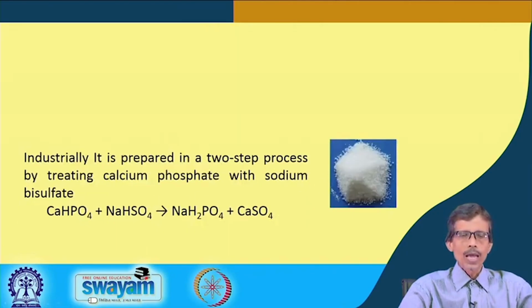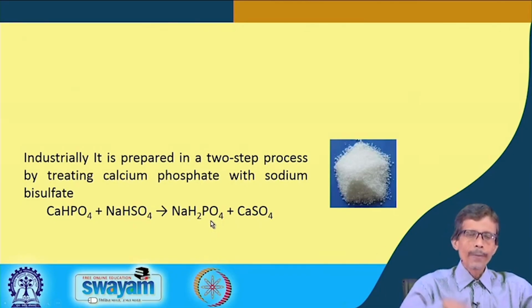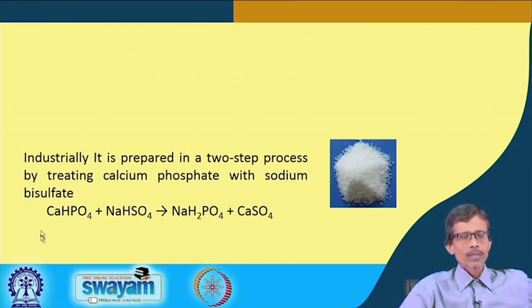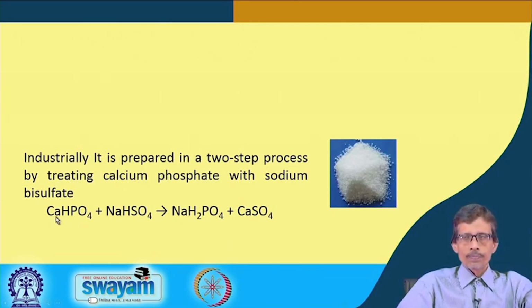How it looks like, one such example I am giving over here is monosodium phosphate, or you can consider it as sodium dihydrogen phosphate, NaH2PO4. How do we make it industrially? It is prepared in a two-step process by treating calcium phosphate with sodium bisulfate. It's a typical process where we are handling something known as a calcium salt.